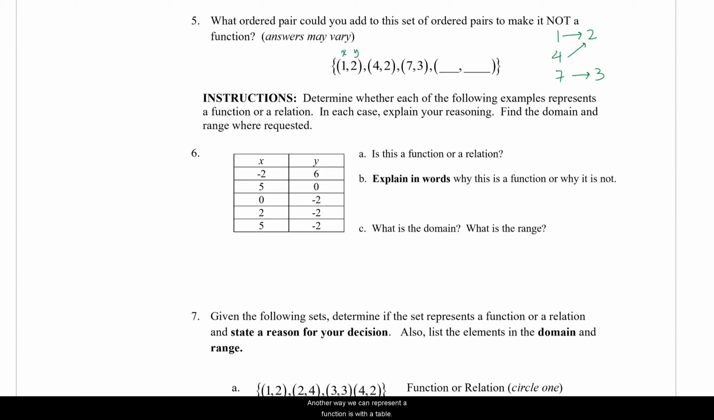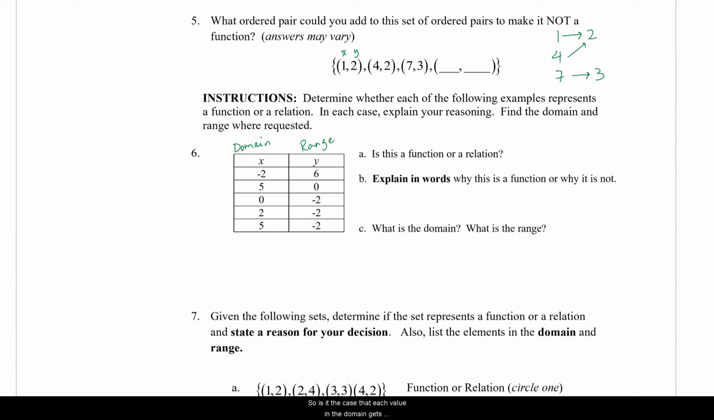Another way we can represent a function is with a table. Similarly to the arrow diagram here and to the ordered pair list here in number 5, in number 6 we could list out our ordered pairs or our domain under the X column and our range under the Y column. And we have a question, is this a function or a relation?